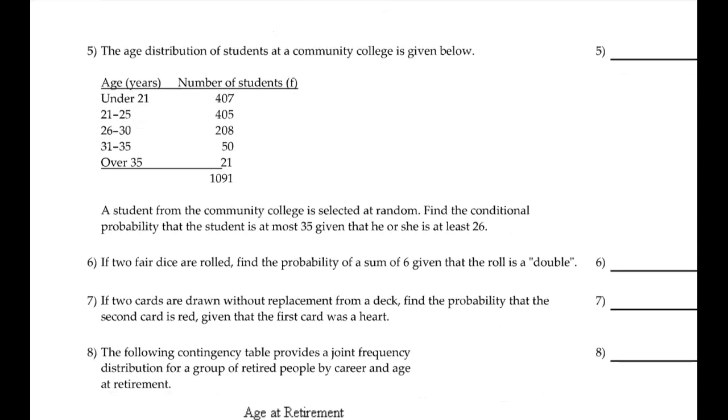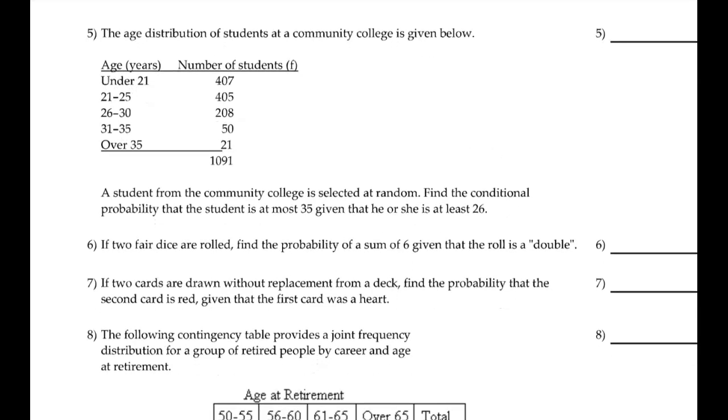All right, the age distribution of students at a community college is given below. Here we go. Every possible age is given. You were given the raw data. You were not given the probability. So this is where you've got to be careful. Sometimes you're given raw data. Sometimes you're given probability. Sometimes using formulas makes sense, and sometimes using what I call common sense makes sense. So let's take a look.